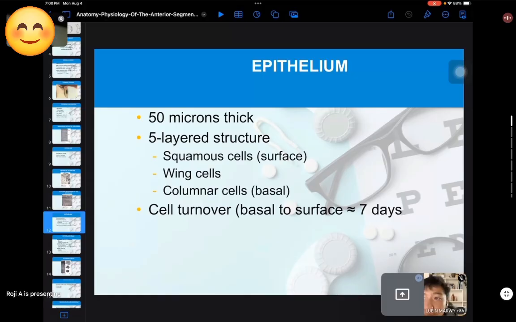Remember, we have dead skin from the inner layer, and it will go to the surface and then change. We are like shedding. Do you know the word shed? It's like a snake. A snake sheds, right? They change their skin. So it's like shedding. That's your cell turnover from basal to surface. Is that clear?